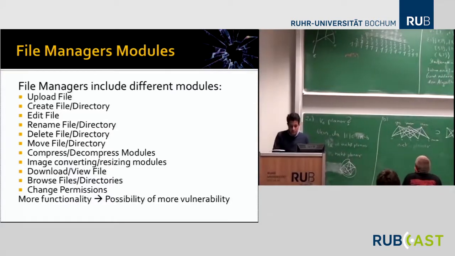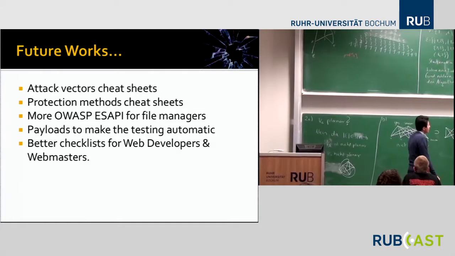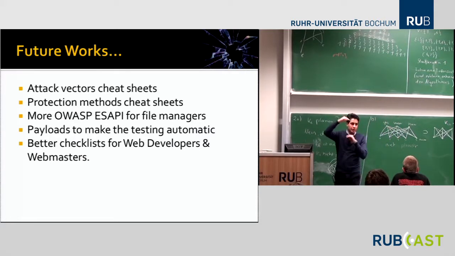And unfortunately, we don't have any cheat sheets or any other materials to test these things currently. Feature works, attack vectors cheat sheet. We really need someone to sit and write all of them. Not me, someone. And protection methods cheat sheets. We need something in OWASP really to say these are the safe protection methods that you can use. Just use these methods, not those vulnerable methods.